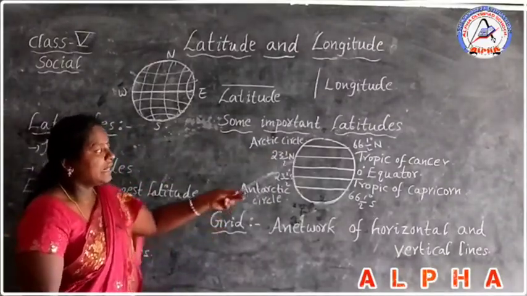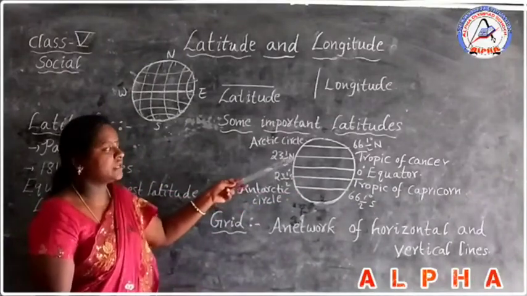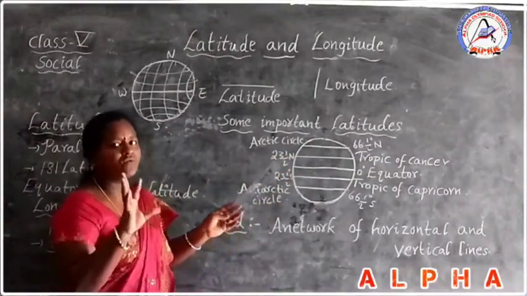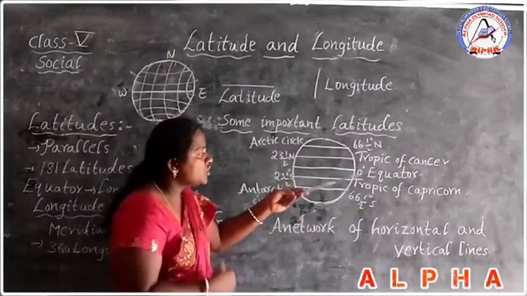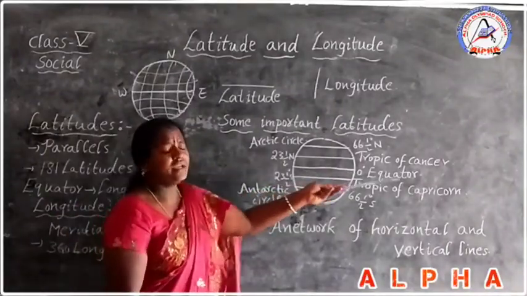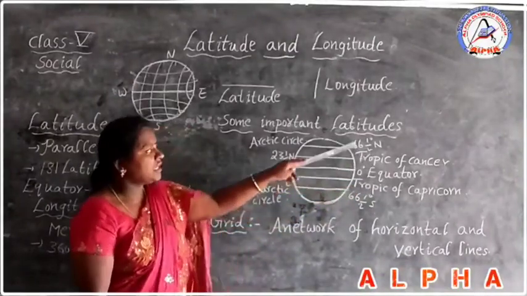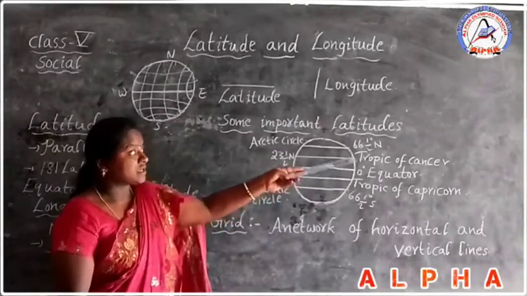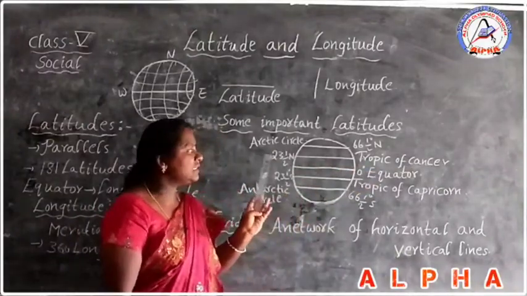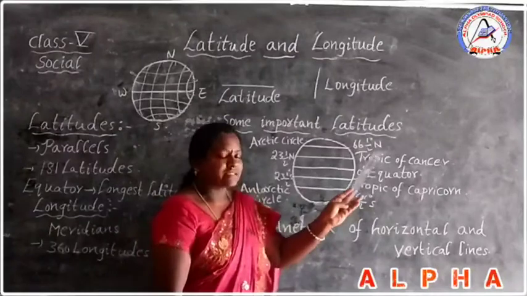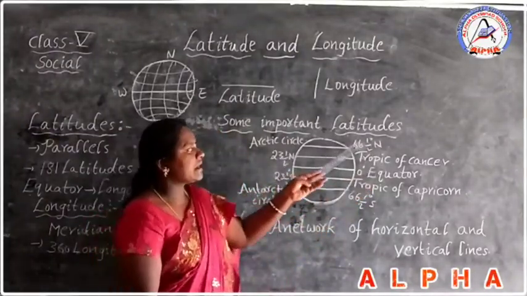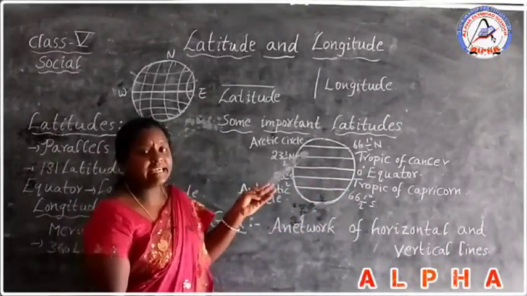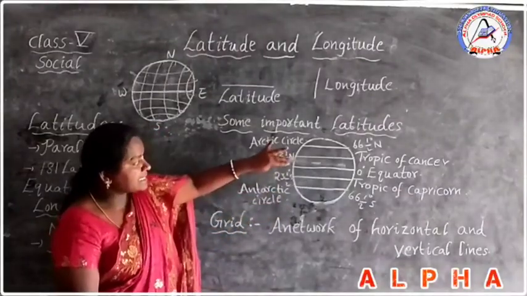From north to south, we have to observe five important latitudes, at 0 degrees, 23 and a half degrees, and 66 and a half degrees on both sides. The 0 degree latitude is called the equator. In the northern hemisphere, 23 and a half degrees north latitude is called the Tropic of Cancer, and 66 and a half degrees north latitude is called the Arctic Circle.